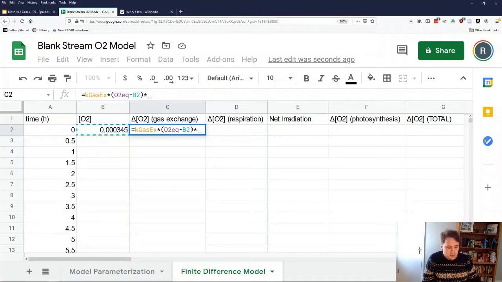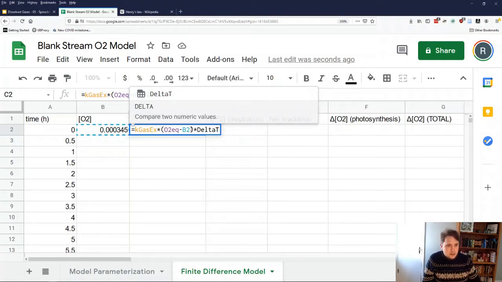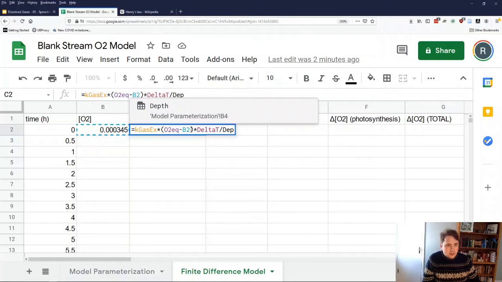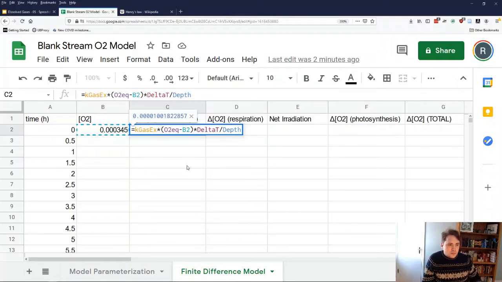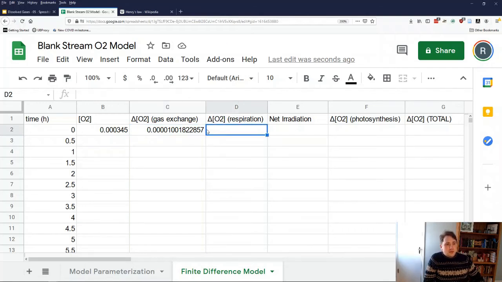Multiplied by your time step, call that delta T, divided by your depth, or divided by your volume. So hit enter, and there we go. We have a value for your first time step of the gas exchange of oxygen. Now let's put in the differential equation for respiration.